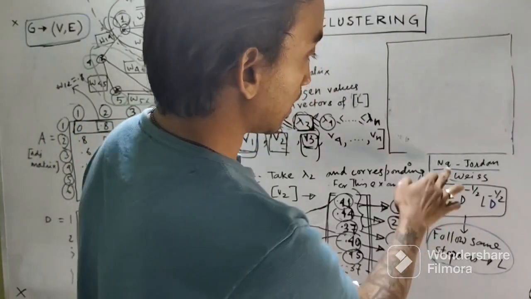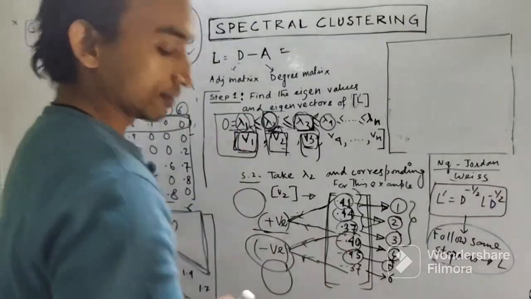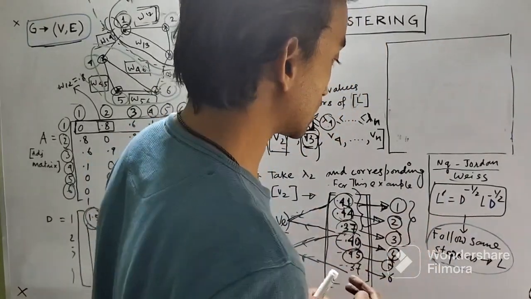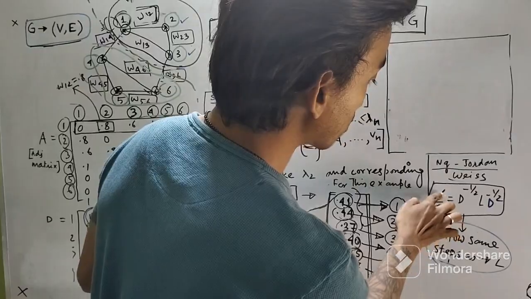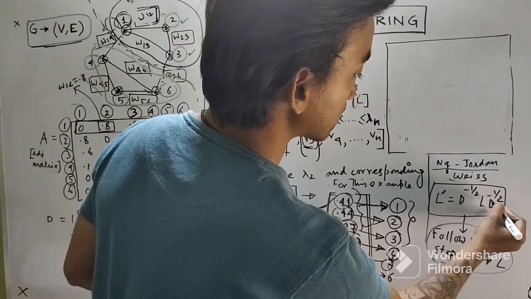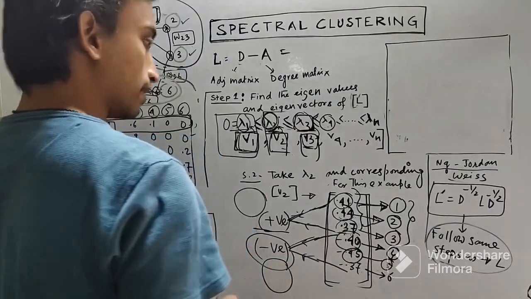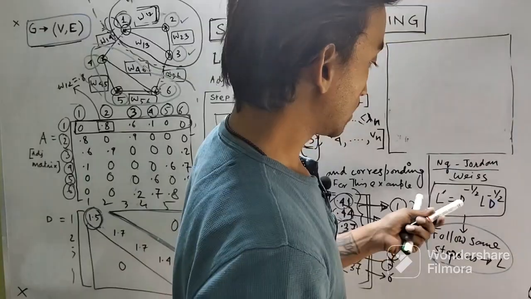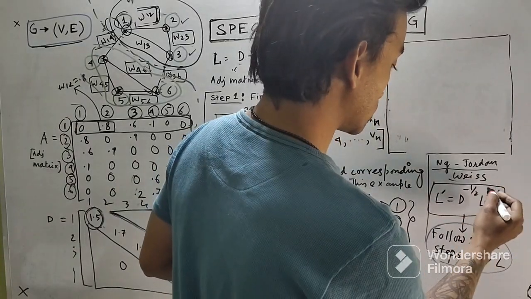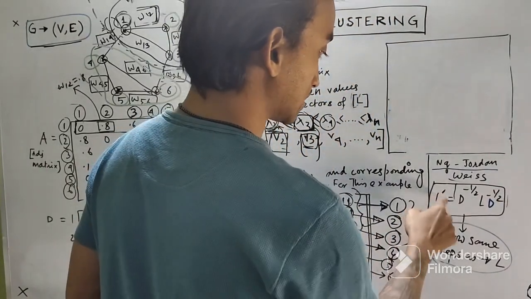Now the Ng-Jordan-Weiss method is pretty similar to this particular method. That is basically the normalized Laplacian. How to normalize this Laplacian? That is the reformed Laplacian, or the normalized Laplacian, that is D power minus half into L into D power minus half. D is nothing but the degree matrix. From this D you can find D power minus half, and if you multiply the matrices in this way, you will get this L dash.